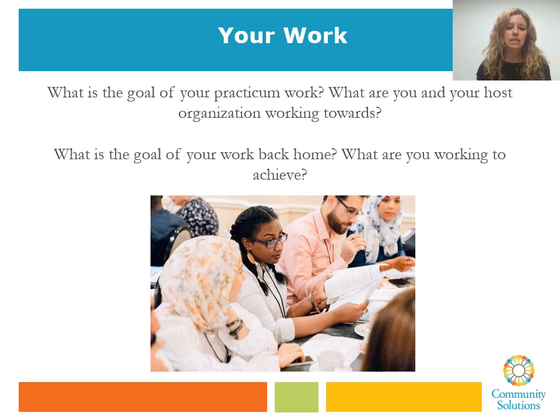What we mean by this is think about a specific goal. So are you working towards, for example, increasing the number of registered voters? Are you working to increase access to healthcare for women? You may have two different goals from your host organization and your home organization, or they may align quite well. So take a few minutes to think about this. Pause the video, write your responses under question 3 about the goal of your practicum work, and question 4 about the goal of your work back home.